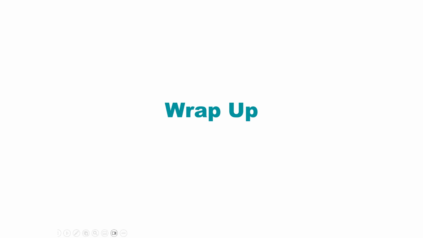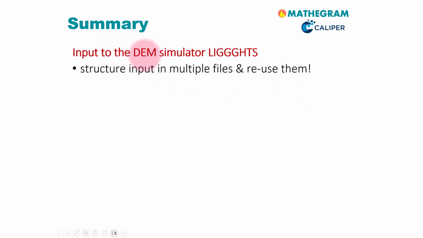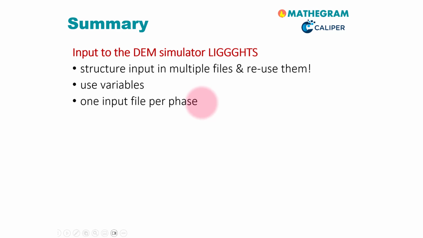We can now proceed and wrap up what we have learned in this unit. First, we have discussed the input to the DEM simulator LIGGGHTS. We have seen that structuring the input in multiple files allows to reuse them. Together with the usage of variables, we can avoid redundancy in the user input, meaning that we don't put the same information twice into the simulator. Also, we have used one input file per phase of the simulation. Specifically, we have seen that for the filling phase we have an input script, and also for the emptying phase we have an input script.